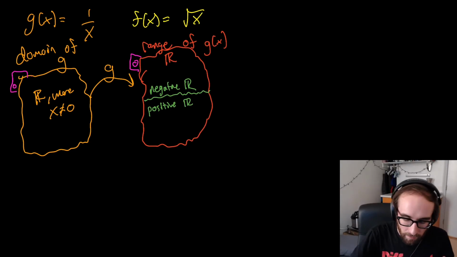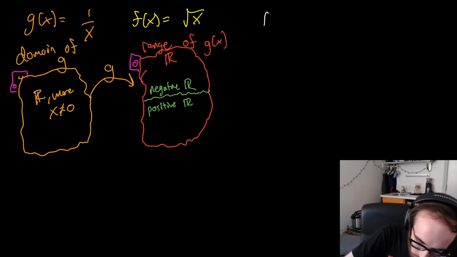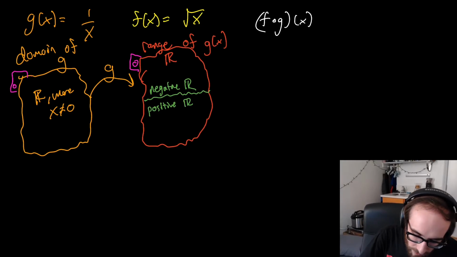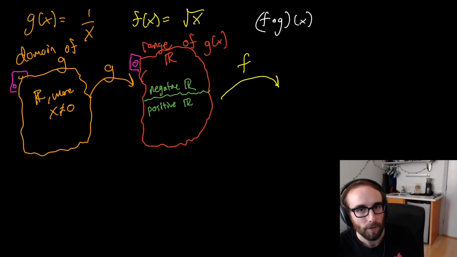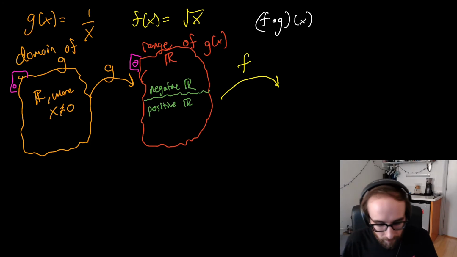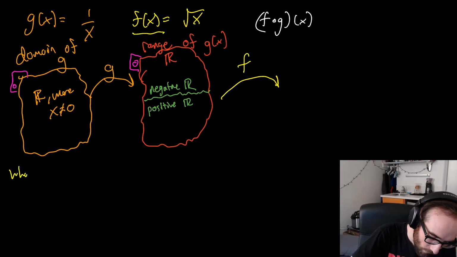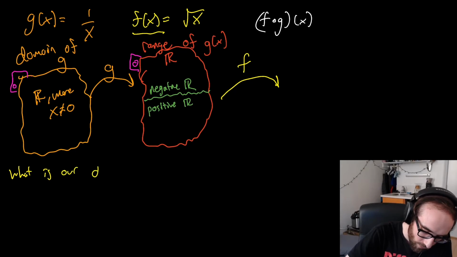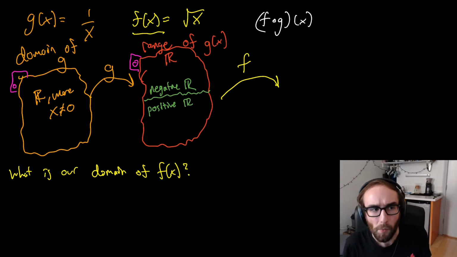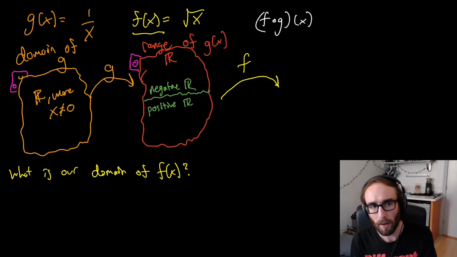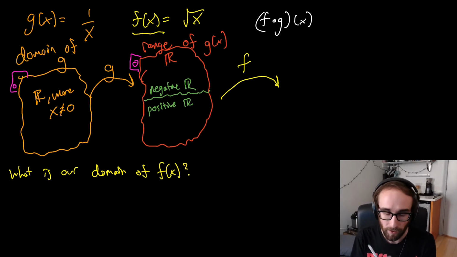Next, we're considering f of g of x, or f composed with g of x. So next, we're going to be taking some of these numbers from the range of g of x, and we're going to apply f to those numbers. And now it's important that we take a look at f of x and think about what is our domain of f of x. Well, f of x is square root of x, and if we want to stay in the real numbers, so let's not consider imaginary or complex numbers for now, let's just think real numbers.